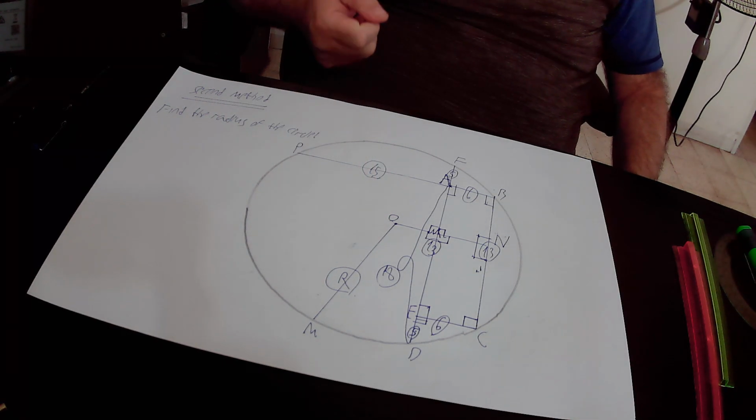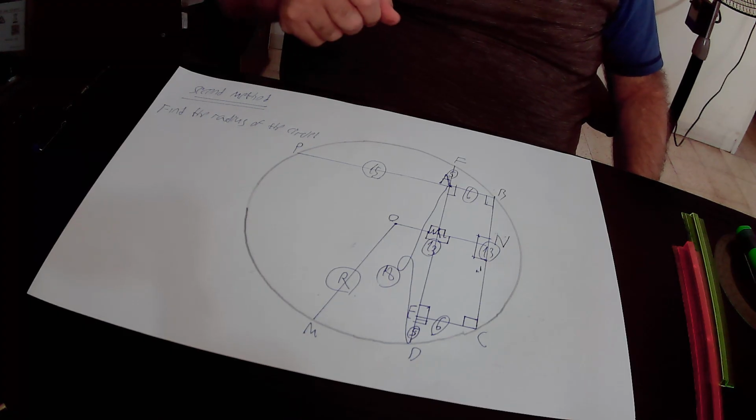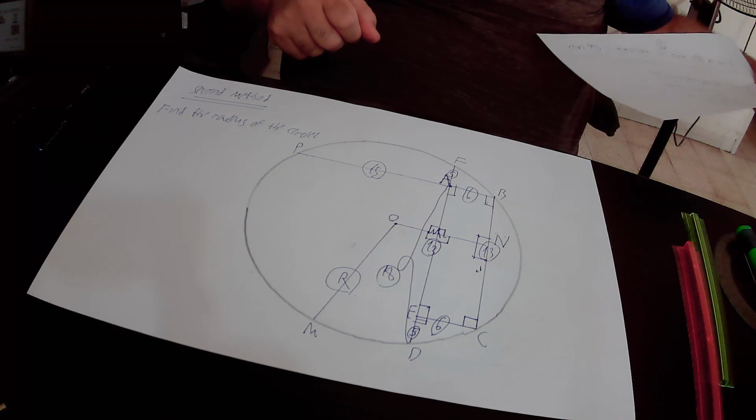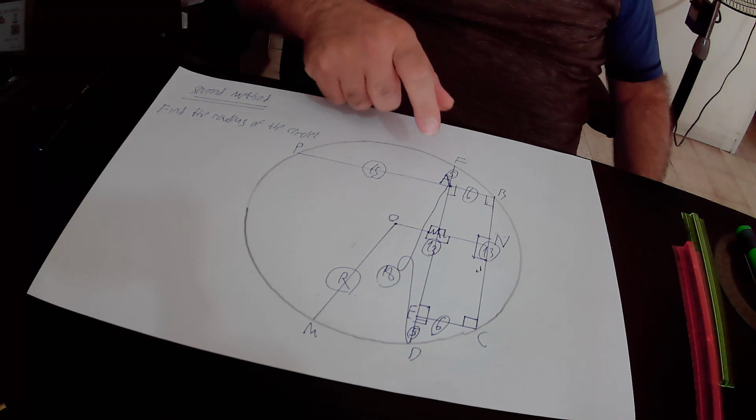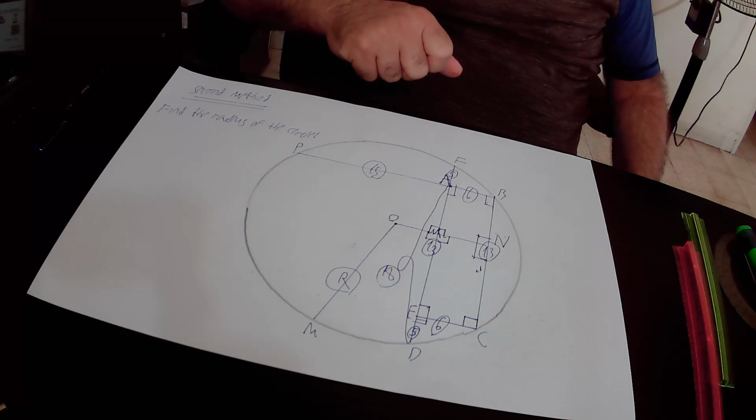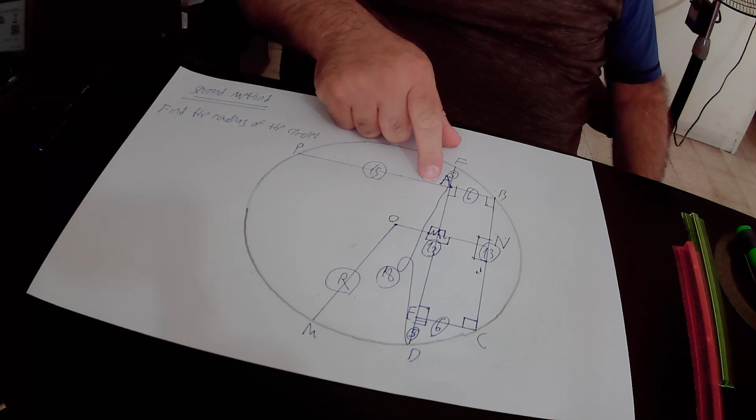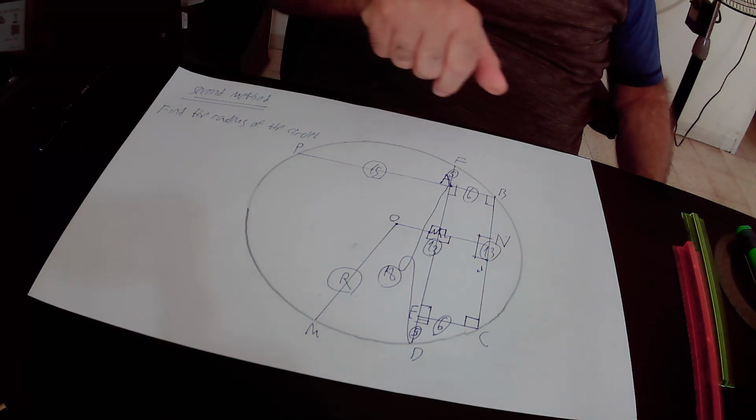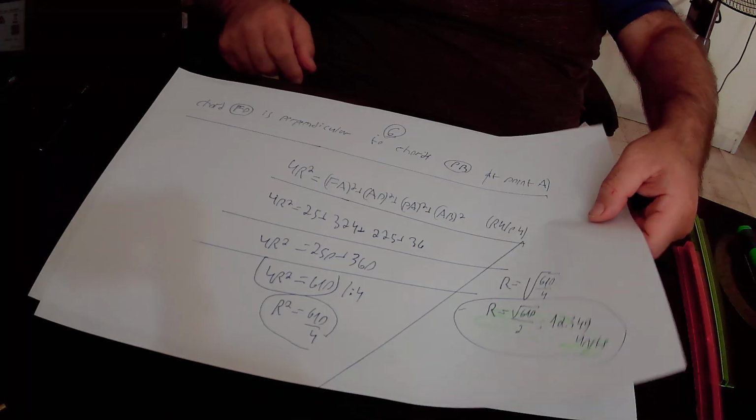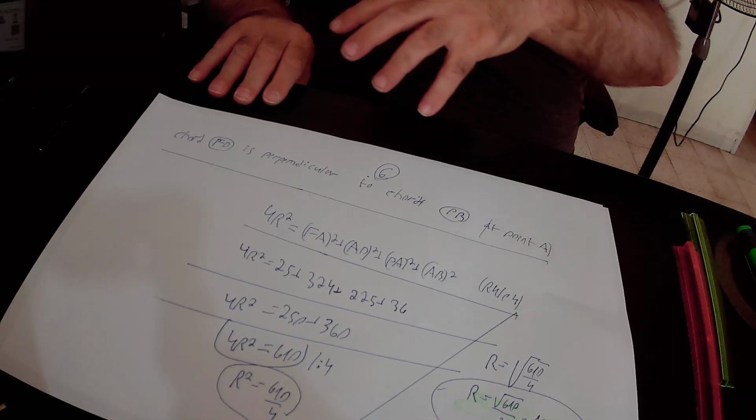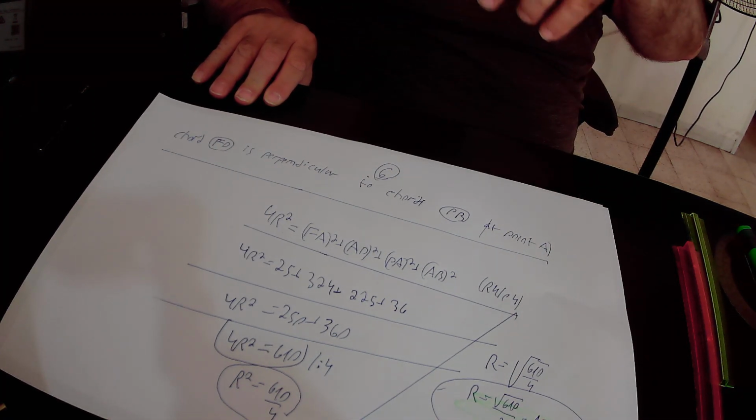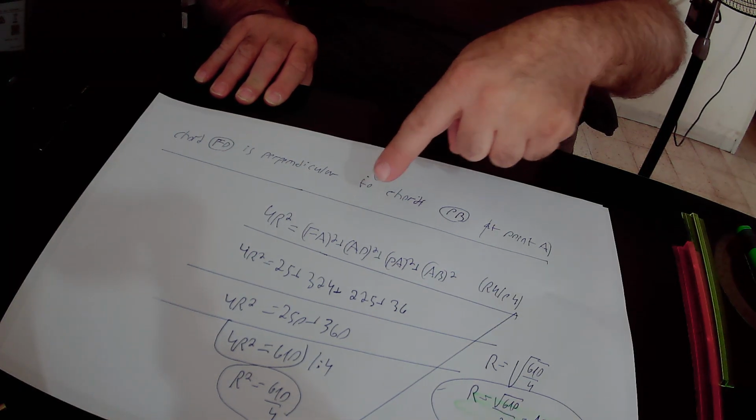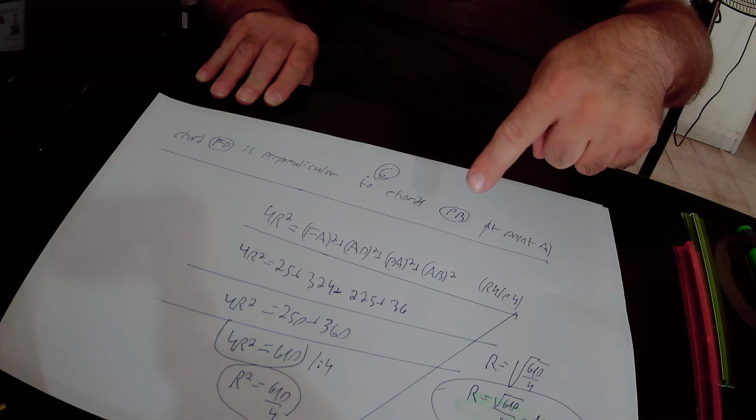The formula we can use here according to rule number 4 is 4R squared, where R is the radius of this circle, equals FA squared plus AD squared plus PA squared plus AB squared.